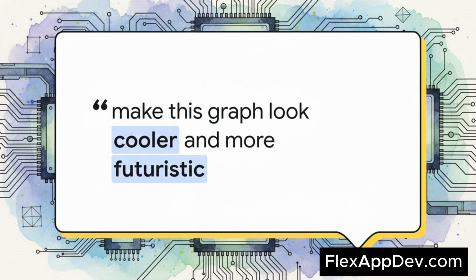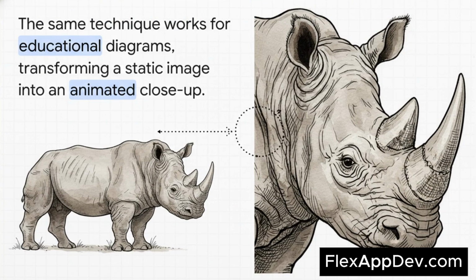It just goes to show you don't need to be some kind of coding wizard. The AI can actually understand creative ideas from just plain English. And this technique isn't just for data visualizations. The exact same idea works for educational stuff too. You can take a regular diagram, like this one of a rhino, create a second frame that's zoomed in on a detail, and the AI will generate a smooth, clean animation between them. It's perfect for drawing your viewer's eye exactly where you want it to go.